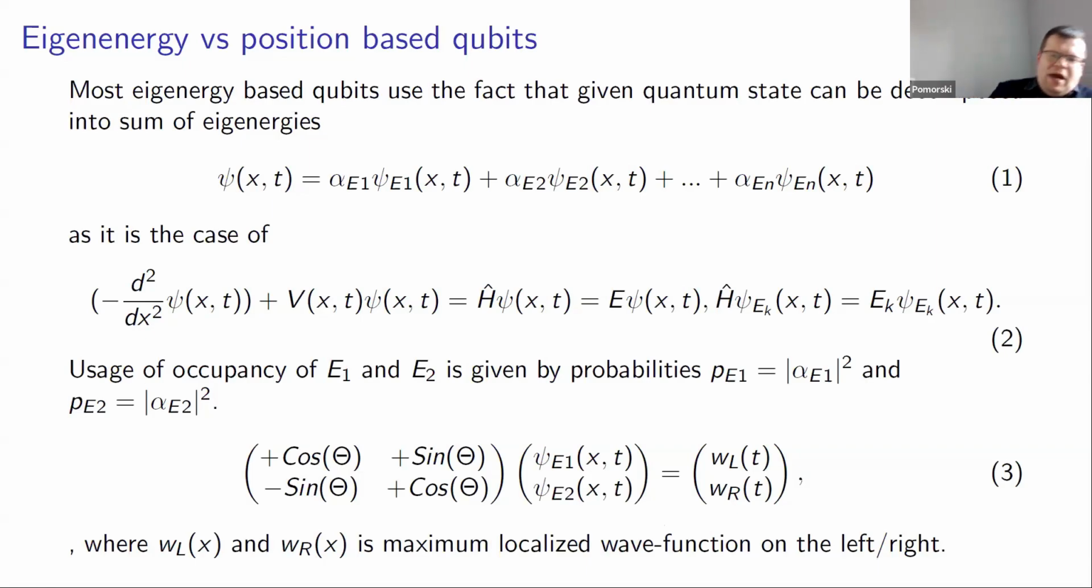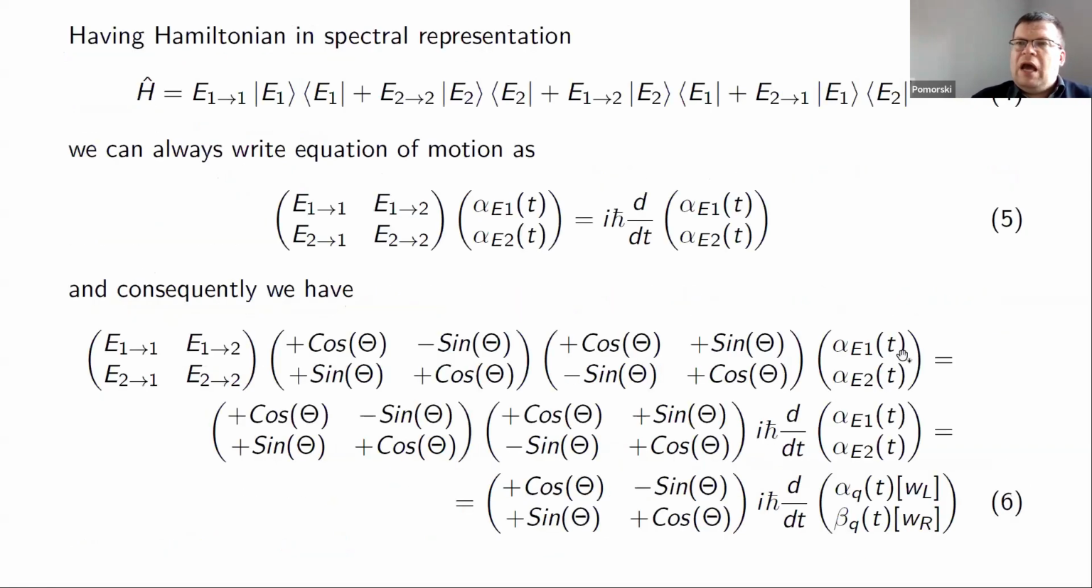In such a way, you move your qubit information from eigenenergy space to Wannier wave functions space. So that's the prescription given here. And now, how to model the systems? Well, we have a Hamiltonian in a spectral representation. This is the most minimalistic model you can imagine.